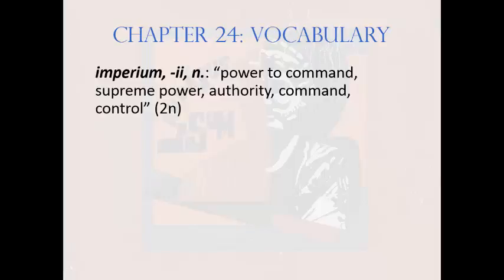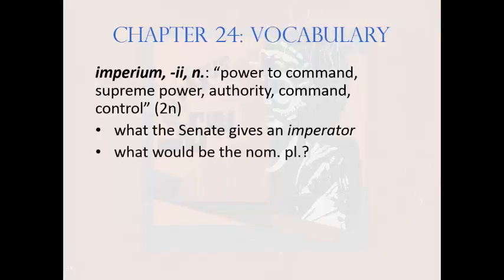The next word is imperium, imperii, neuter, meaning power to command, supreme power, authority, command, or control. It's a second declension neuter noun. This is the term the Romans used for what the Senate gave a general who was assigned a legionary command. Thus, the Latin word imperator means literally commander, a man with imperium. What would the nominative plural of this word be? Good for you. Imperia.